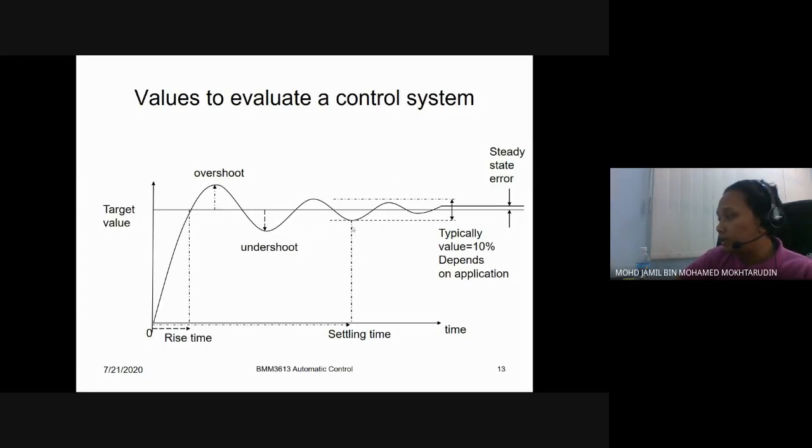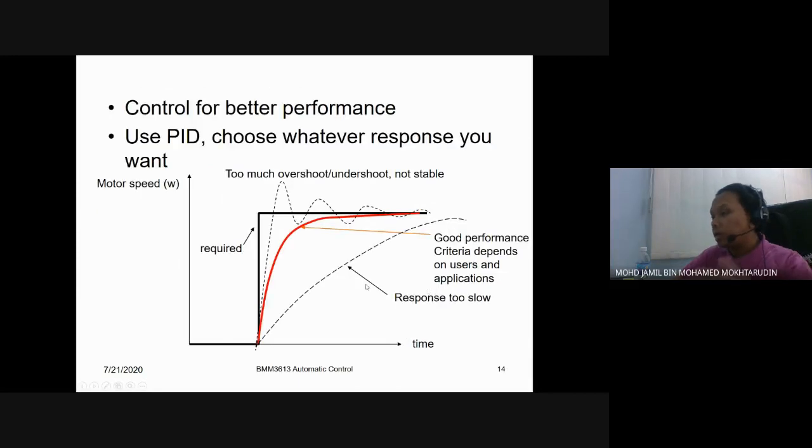And there is the third parameter, known as the steady state error. You want to reduce the steady state error as much as possible. So there are three things that you want to control in a control system: you want to reduce rise time, reduce overshoot, and reduce steady state error. The ideal response is the black line here. Okay, this is the one that is ideal that you want.